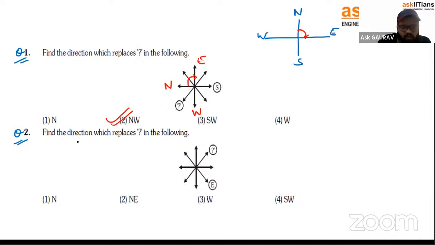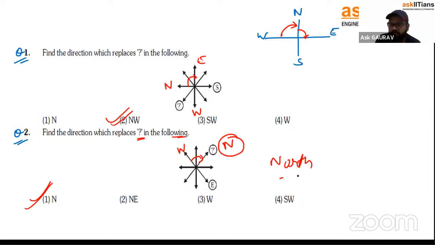Okay, question number 2. Find the direction which replaces the question mark in the following. Very easy. If this is east, then this arrow will be west, right? And if you move clockwise 90 degrees from west, you will reach north. So the question mark will be north. So for question number 2, the answer will be north.